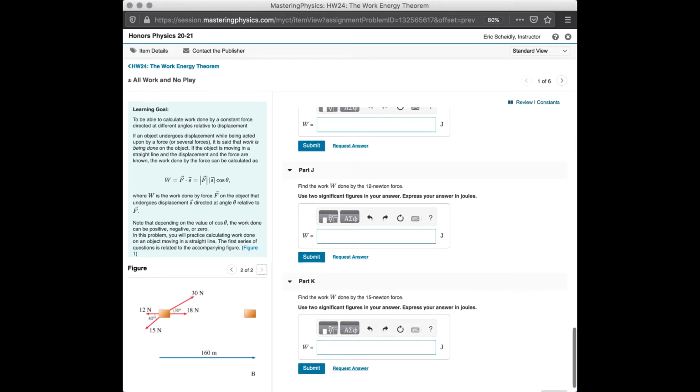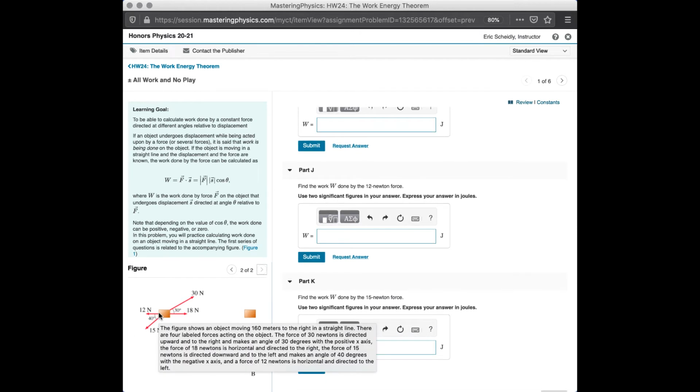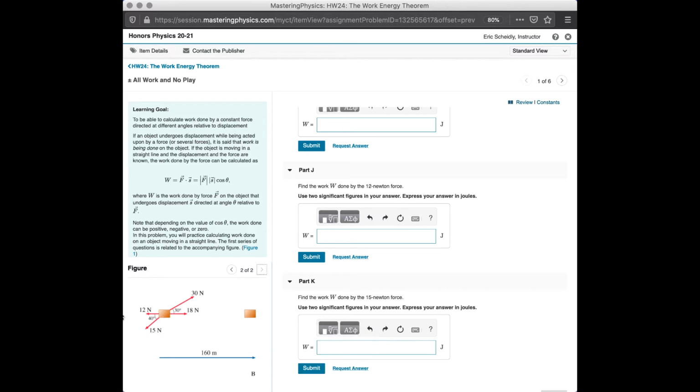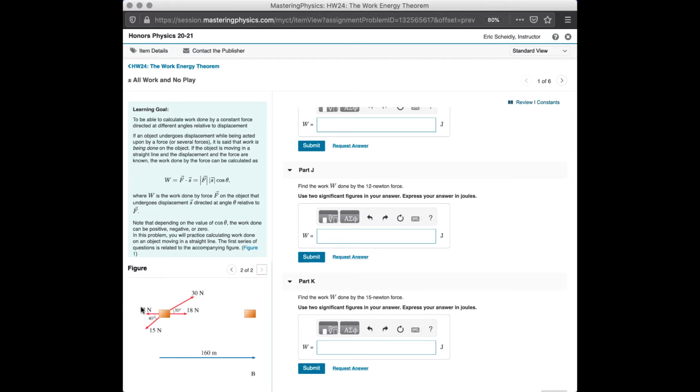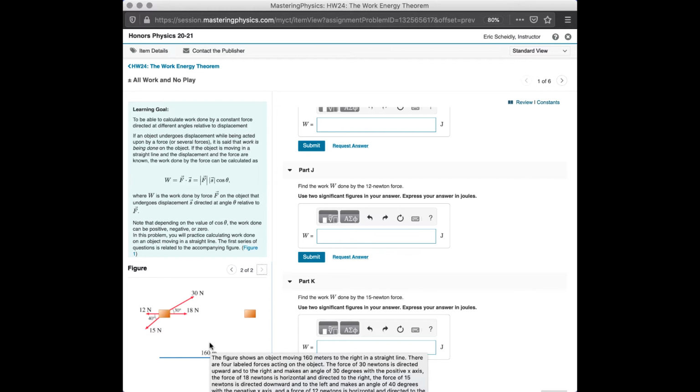Work done by the 12 Newton force? Well, the 12 Newton force points exactly opposite the direction of the displacement. So the work done by this force is easy to calculate. It's the force, 12 newtons, multiplied by the displacement, 160. Little caveat: the 12 Newton force points opposite the direction of the displacement, and so it does negative work.